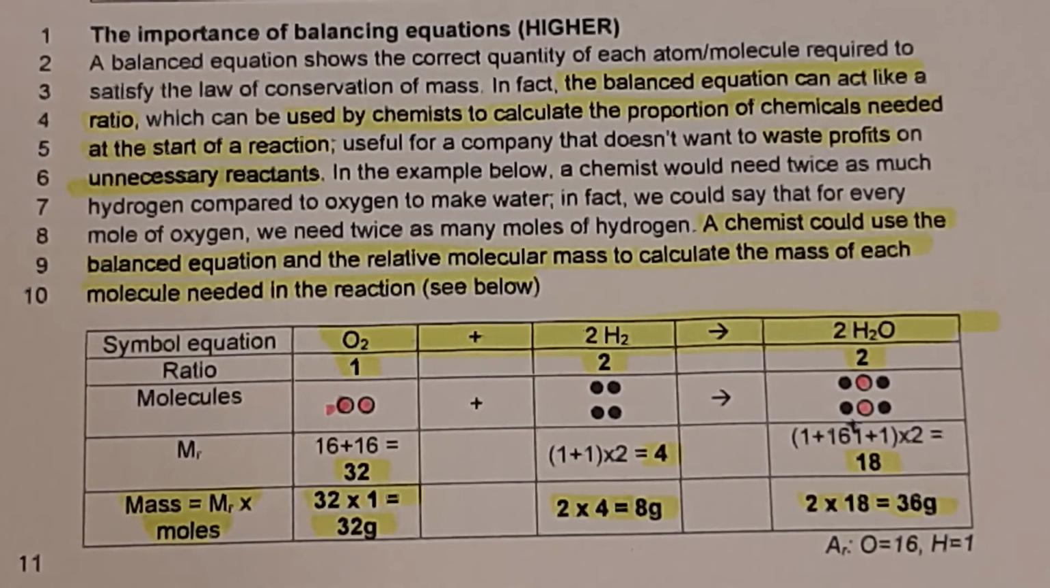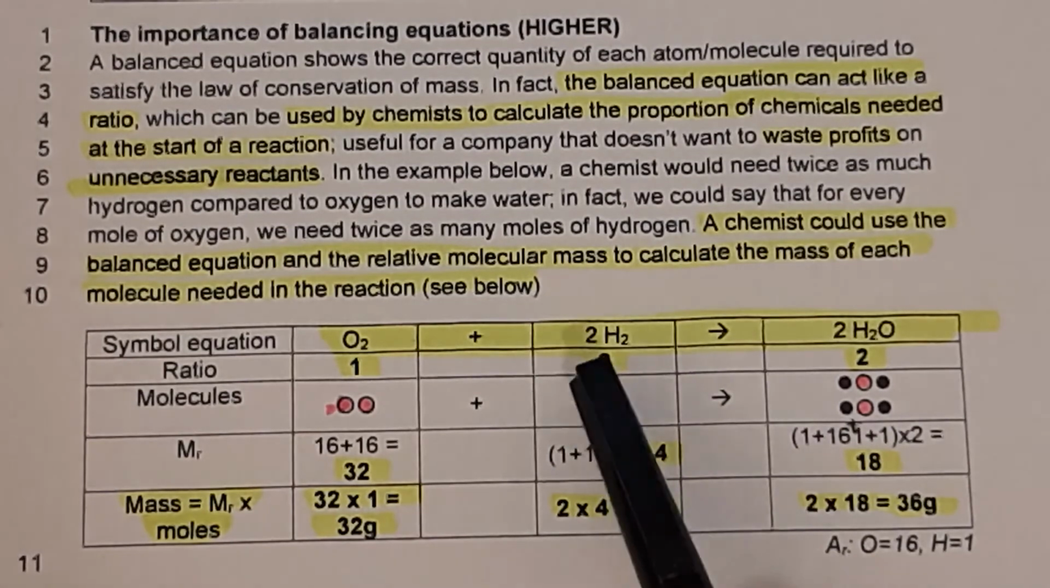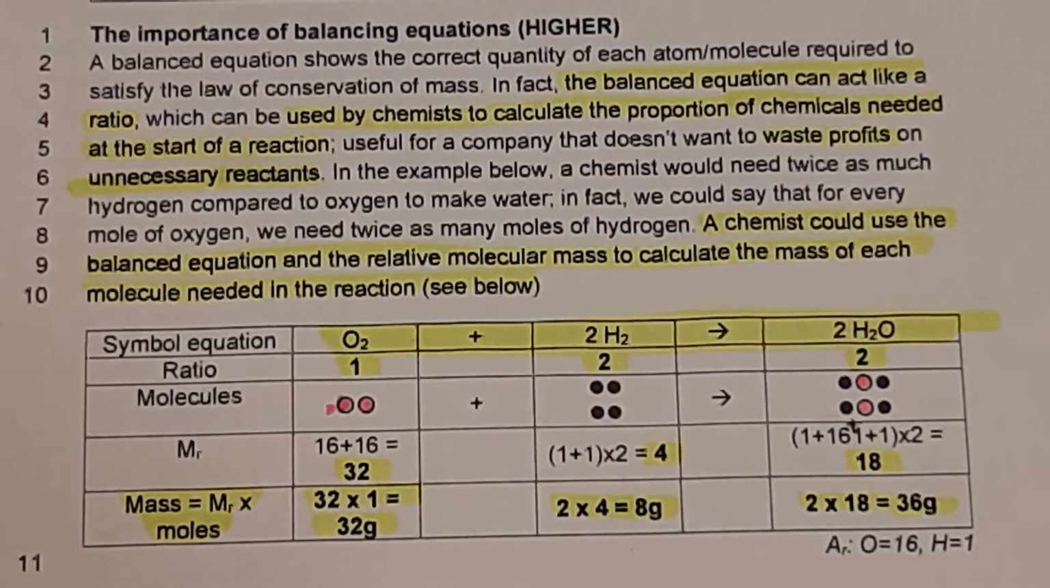And so that prevents us wasting and putting in too many of either of these. What people might be tempted to do is put too much hydrogen in, because it looks like you need a lot more hydrogen. But remembering that the molecular mass of hydrogen is very low, we actually only need 8 grams of it, even though we need twice as many hydrogen atoms.